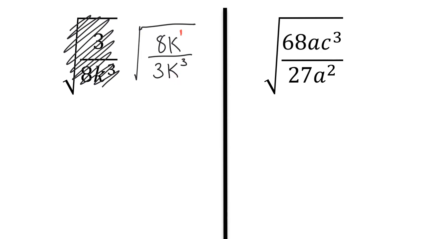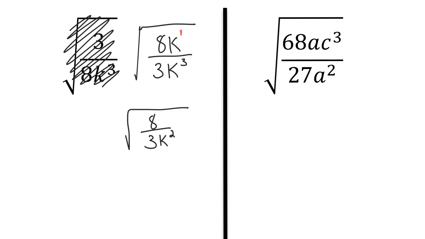So let's go ahead and rewrite this. I have the square root here. I have my fraction, 8 on the top, 3 on the bottom, and I have a k squared because I do subtract 3 minus 1, which is 2. And once again, it's on the bottom because the highest exponent is on the bottom.